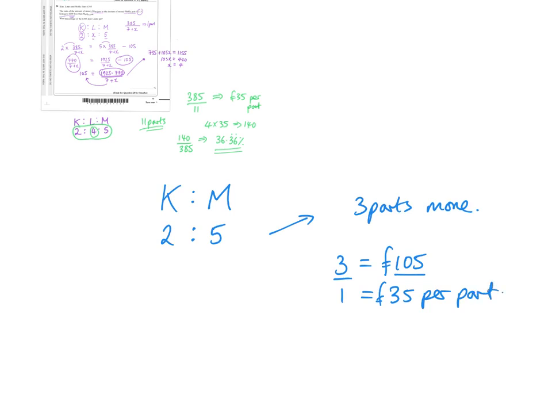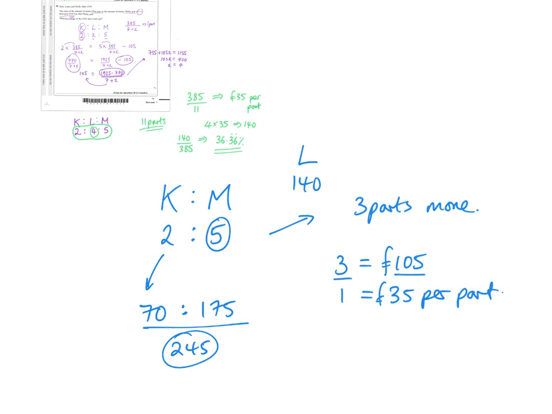And then you can say that Kim would have had 2 of those, which would be 70, and then Molly, she had 5 of those, and 5 times 35 is, let's have a look, do that on my calculator, 175. And then altogether they add up to 245, which would leave Laura with the difference from 245 to 385. So if I do 385 take away 245, that gives £140.